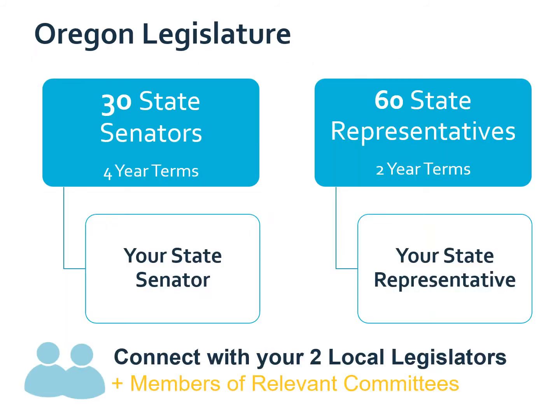In Oregon, we have 90 legislators. We have 30 state senators and 60 state representatives. You won't need to contact all 90. What's most important is that you develop a relationship and you stay in most frequent contact with your one state senator and one state representative who represent you where you live. Sometimes we'll also ask that you contact members of relevant committees, like the Human Services Committee or the Ways and Means Committee. But most importantly is your one state senator and your one state representative. You are their constituent.